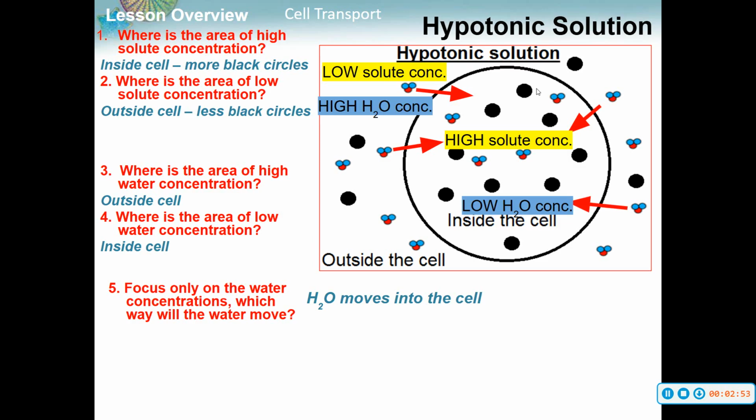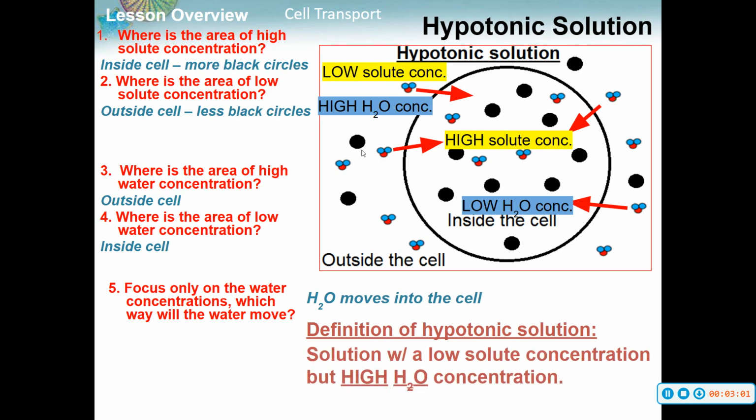Now, when a cell moves water inside because there's more water outside, that is called a hypotonic solution, where there's a solution with solutes and water, but not a lot of solutes, and there's a high concentration of water outside of the cell.